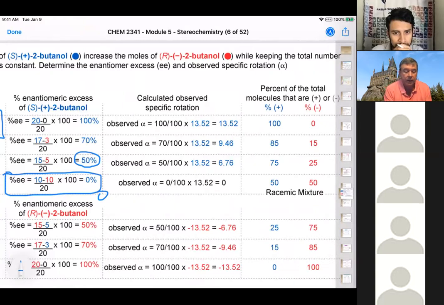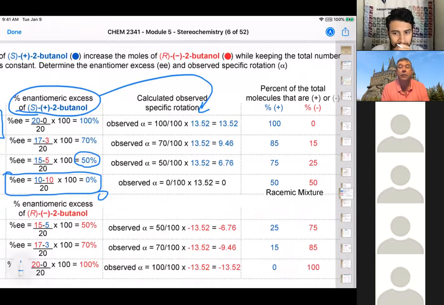Okay, so in this case, our S-butanol right here has an observed rotation of positive 13.52 degrees. Now if we have none of the other material there, we have 100% of our compound, 100% enantiomeric excess, meaning we're going to have 100% of this rotation, which means our observed rotation for this sample is going to be the 13.52. However, in this one where we have 70% enantiomeric excess calculated by moles right here, we should only get 70% of that optical rotation.